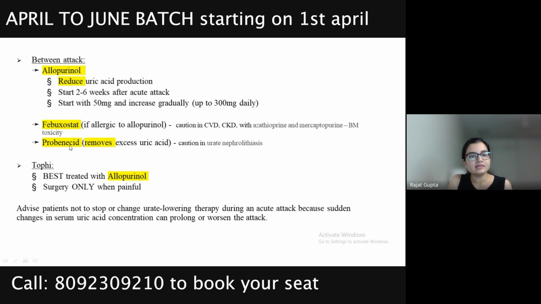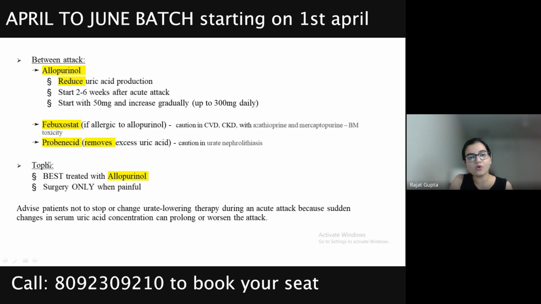Okay. Now, the third drug that we can use is probenecid. Probenecid does not reduce uric acid itself. It works differently. It removes excess uric acid from the body. Now, if it's removing excess uric acid from the body, you need to use it cautiously in patients who already have urate nephrolithiasis. So make sure that you have this in mind: when you can use allopurinol, when can you use febuxostat, and what are the contraindications.